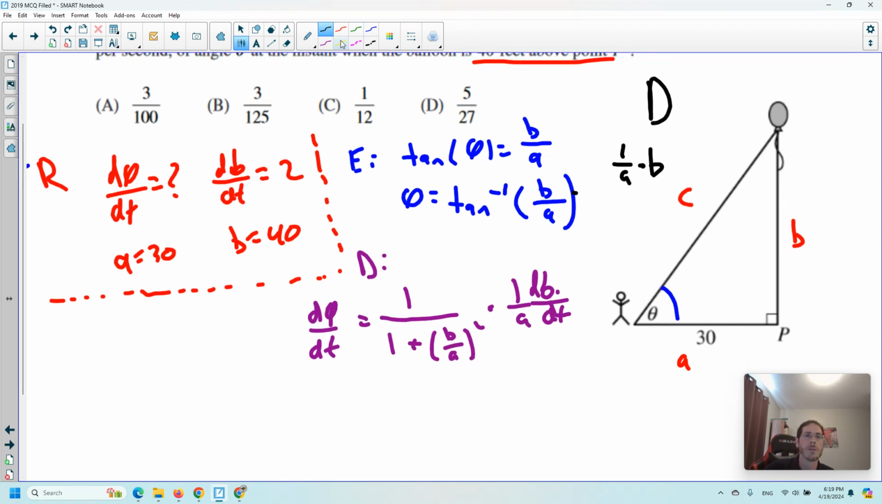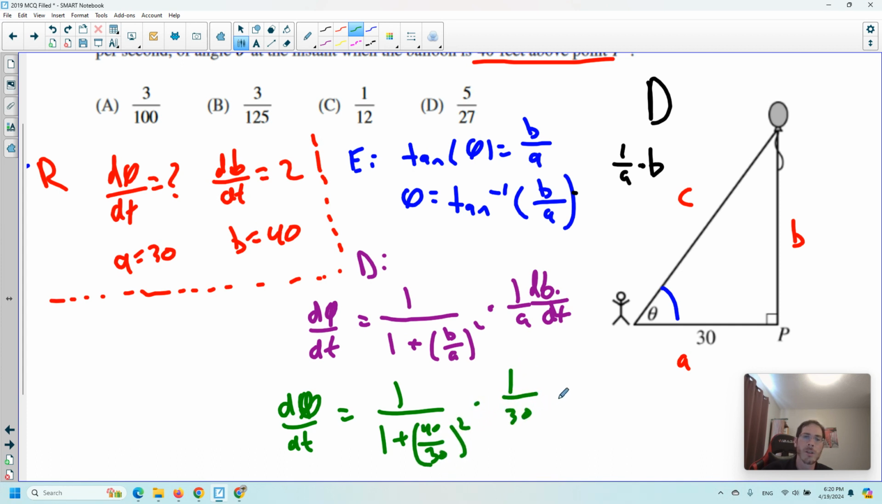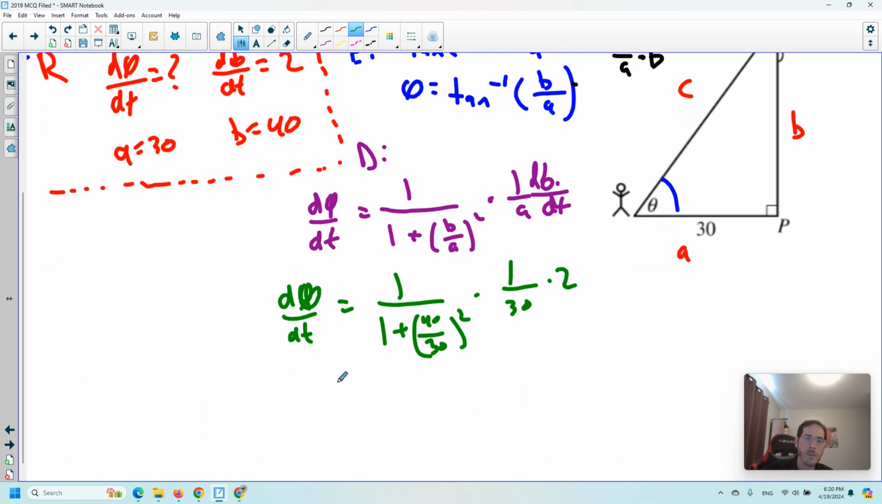It looks like we're home free. It looks like all we're doing is substitute and solve. We just plug them in. So d theta dt, oops, it's theta, not a phi, is 1 over 1 plus b over a, so that's 40 over 30 squared, times 1 over a. So 1 over 30 times db dt, which is 2. All right. 1 over 1 plus 16 ninths times 1 over 15.